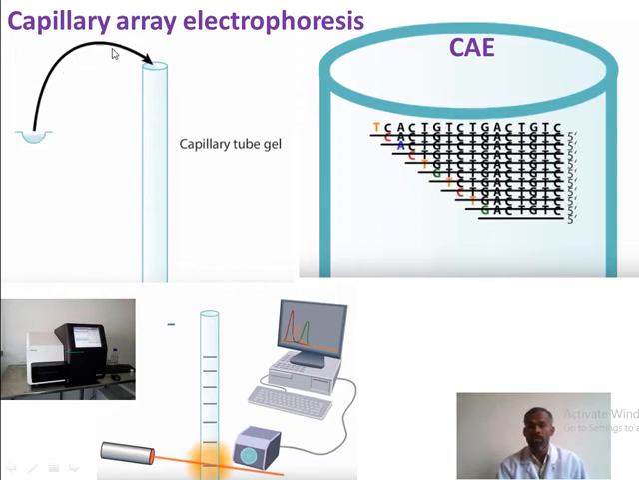So there is capillary array electrophoresis, where after the reaction you don't need to run a gel. You just use capillary electrophoresis. The smaller fragments run faster than the longer fragments, and the dideoxynucleotides have color. Each nucleotide has a color, so the laser beam will detect the specific sequence.